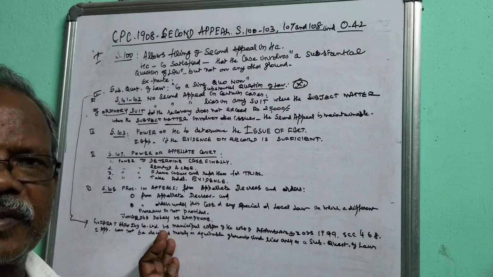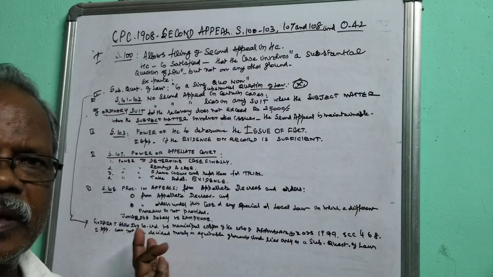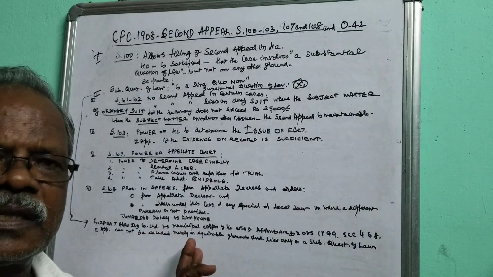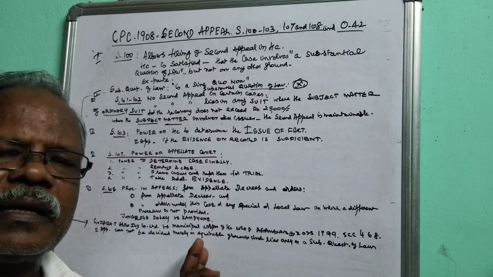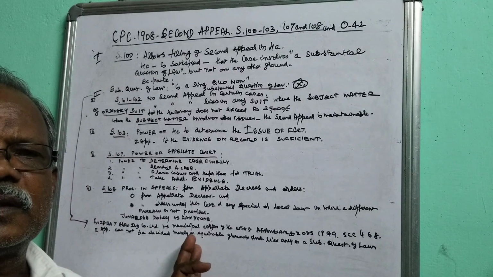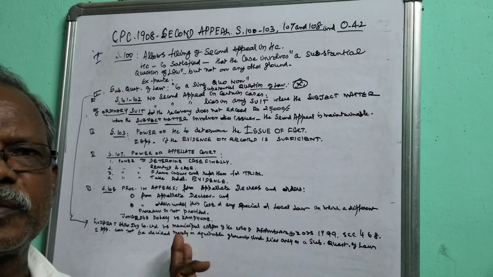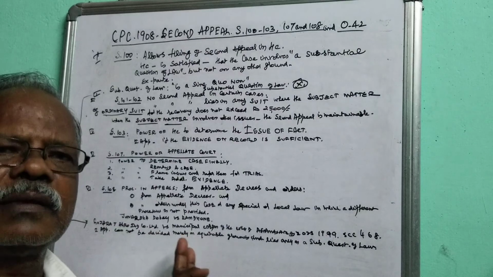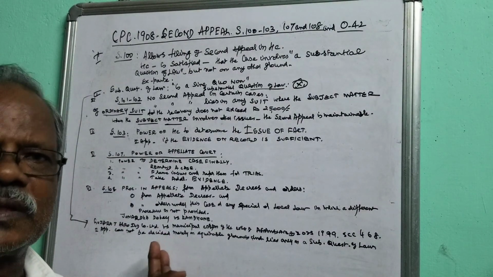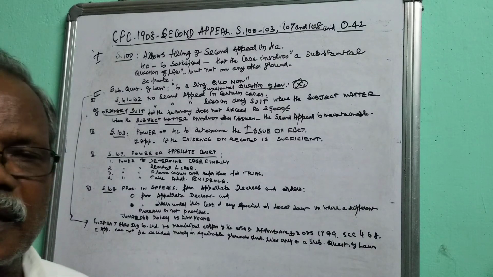Then the last, the Limitation Act. Though limitation has not been fixed in the Code of Civil Procedure, in the Limitation Act, Section 116 clearly specifies that the appeal should be made within 90 days from the date of decree. That is what the Limitation Act specifically says under Section 116. So with this we conclude this video.